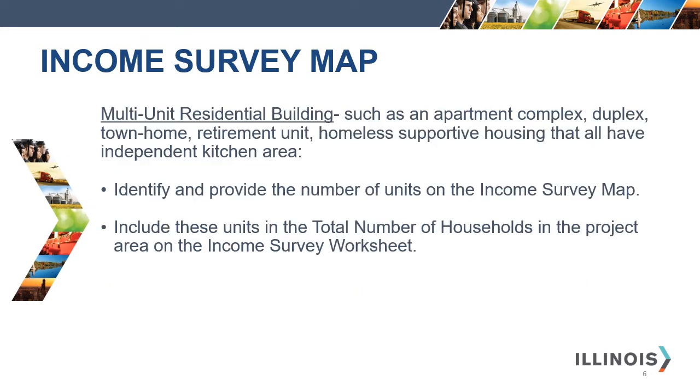If there are multi-unit residential buildings in your project service area, identify the buildings and provide the number of units on the income survey map. These would be apartment complexes, townhomes, retirement units. Each unit is considered a household and should be counted in the total number of households on the income survey worksheet, unless they're vacant. Please remember that a multi-unit residential building includes units with independent kitchens.